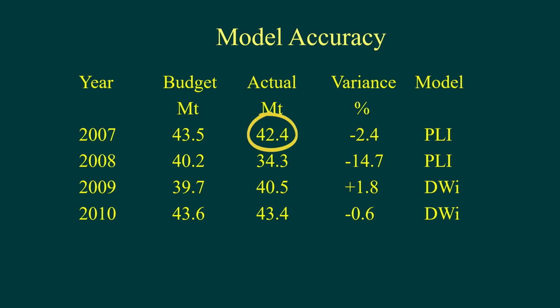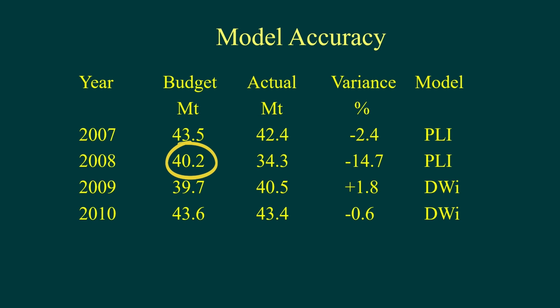They're only a variance of about 2% under that budget. So at that particular time, there would be no reason to suspect that there were any problems. And then the following year, that model would have been used to forecast next year's budget, and next year's budget was for 40 million tonnes per annum.